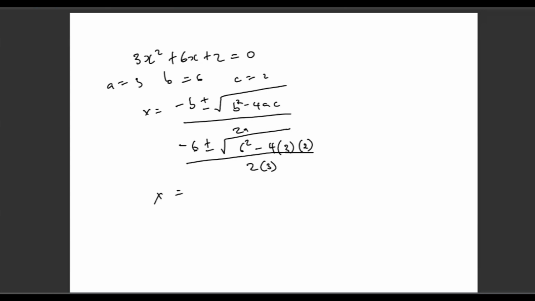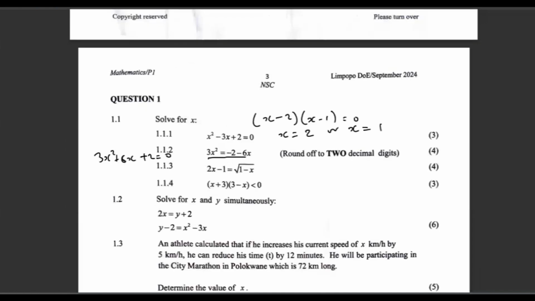Okay, so I can punch this into my calculator straight away. And then I'm getting the first answer as negative 1,58. Or I switch the sign, I'm getting a negative 0,42. So that is 1.1.2.